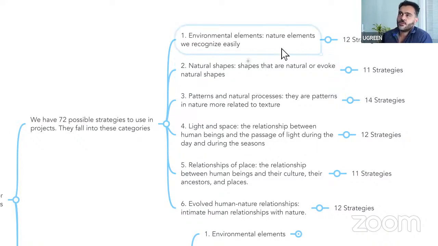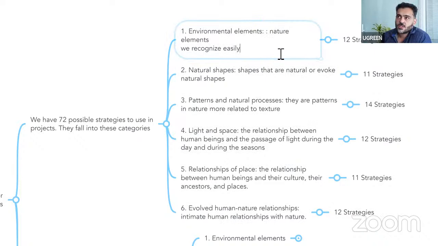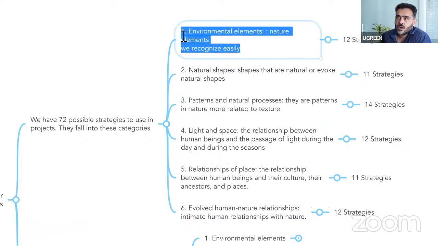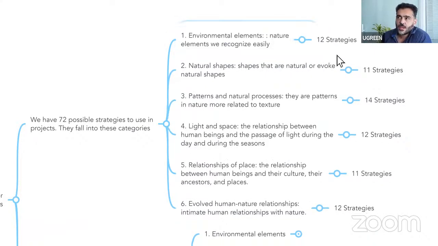All right, so environmental elements. So what is the category here? We are going to use elements that we recognize easily. So for example, we can use natural colors. This is one environmental element. We can use fire, we can use water. This is very easy to understand. So these are the main strategies related to biophilic design, and we have 12 strategies inside this category.